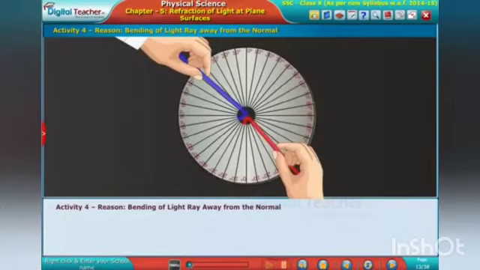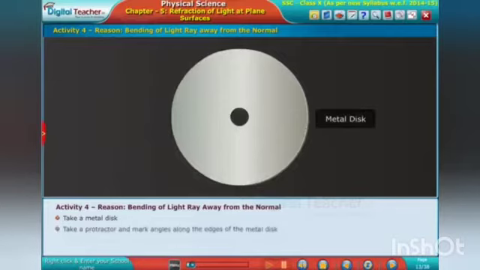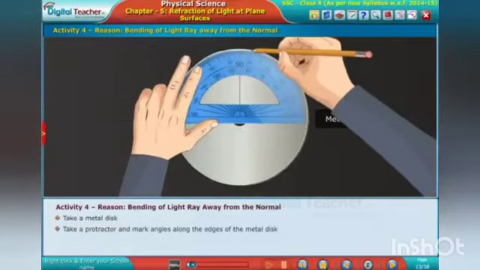Activity 4. Reason: bending of light ray away from the normal. Take a metal disc, take a protractor and mark angles along the edges of the metal disc.